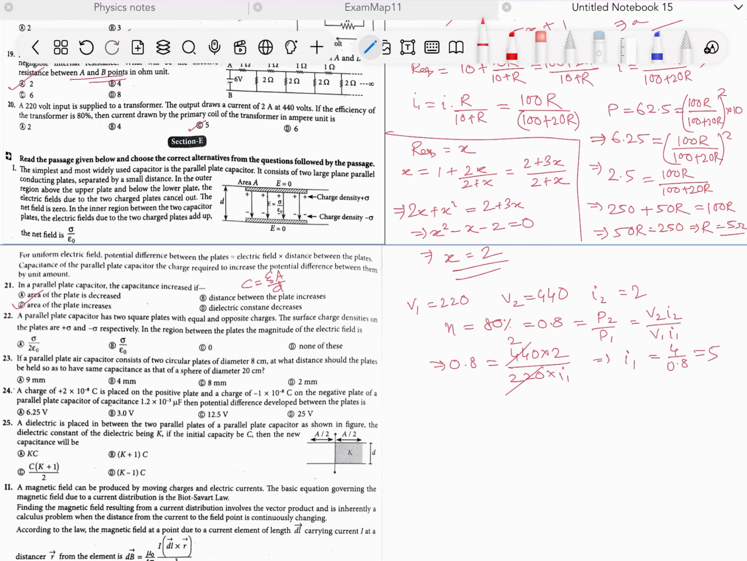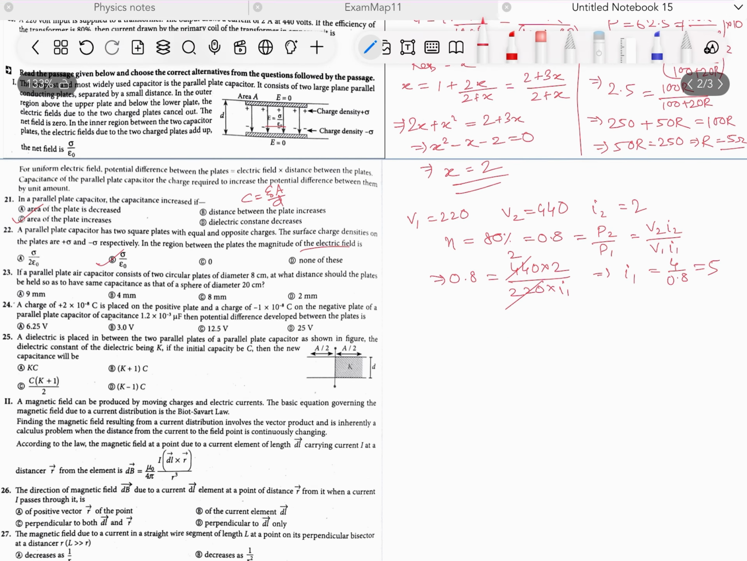And also given the surface charge density plus sigma and minus sigma, and the magnitude of the electric field here is sigma by epsilon 0. It is also written on the figure, so we can write it is sigma by epsilon 0. And a parallel plate capacitor consists of two circular plates of diameter 8 centimeter. So given diameter is 8 centimeter, that means radius equal to 4 centimeter, means 4 into 10 to the power minus 2 meter. So area will be pi into 16 into 10 to the power minus 4.